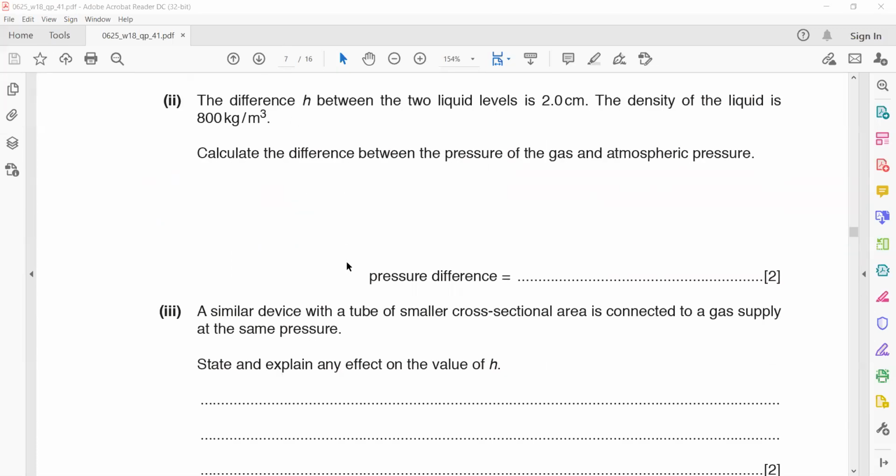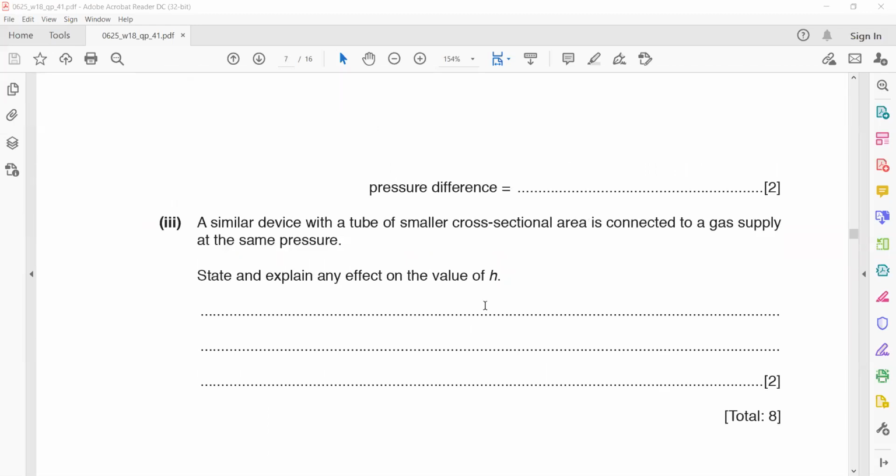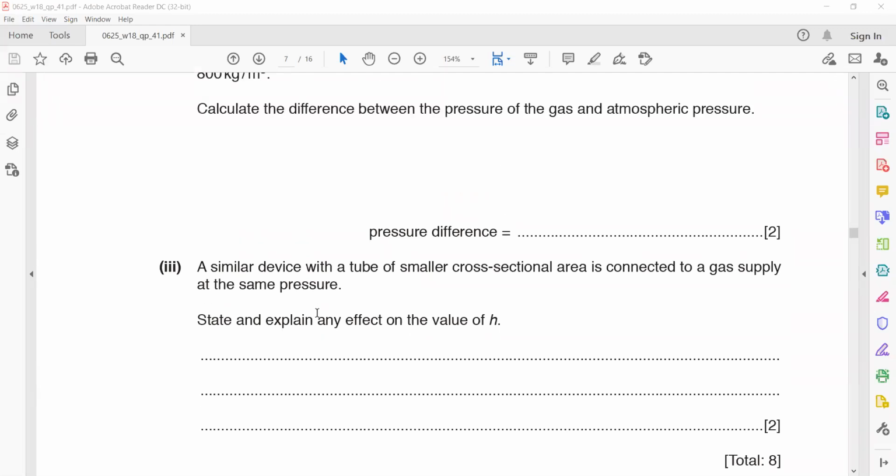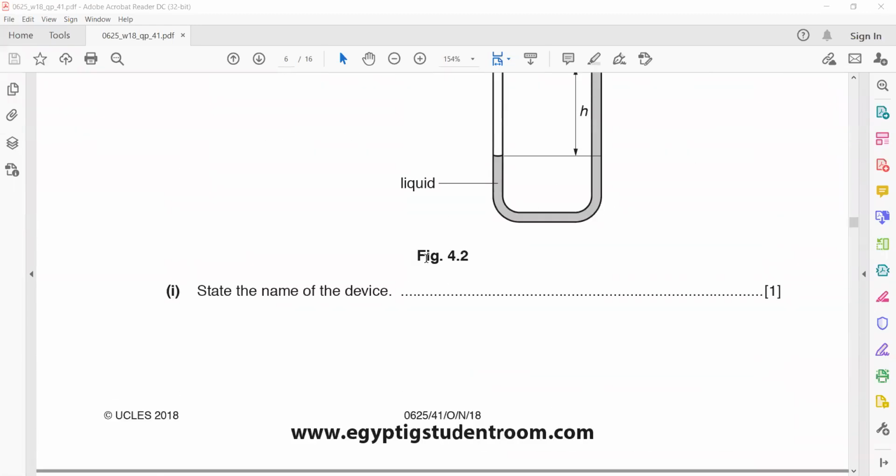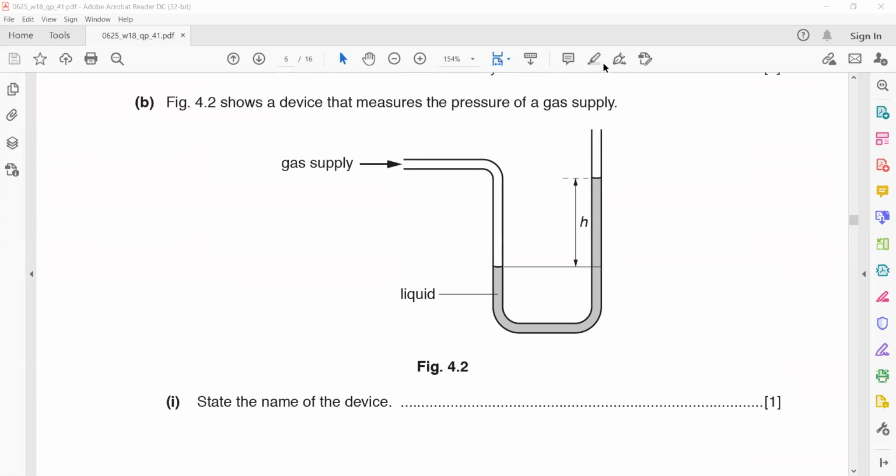A similar device with a tube of smaller cross sectional area is connected to a gas supply at the same pressure. State and explain any difference in height. So if I use a narrow manometer, how will it affect the difference in the height? The difference in the height will not change, but what will happen? The liquid will rise in both columns, but the difference in the height will remain unchanged, the same.